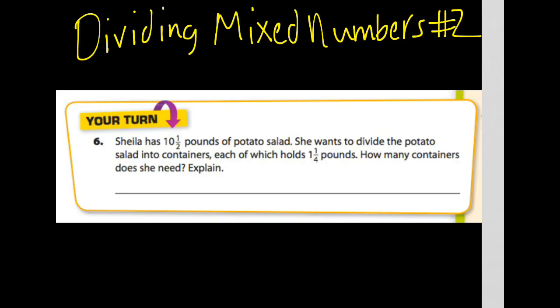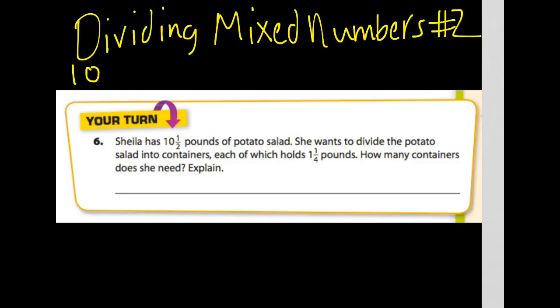Sheila has 10.5 pounds of potato salad. She wants to divide the potato salad into containers, each of which holds 1 1/4 pounds. How many containers does she need? Explain. So, some important pieces of information that we need to write down, and I'll write them up here at the top.